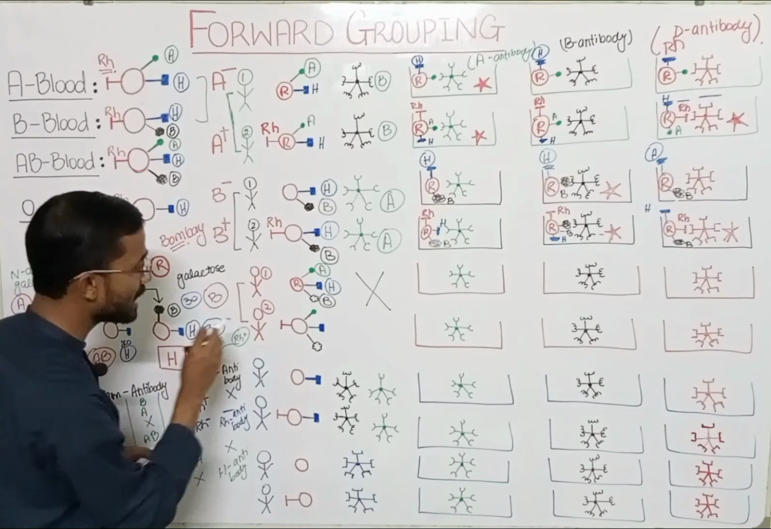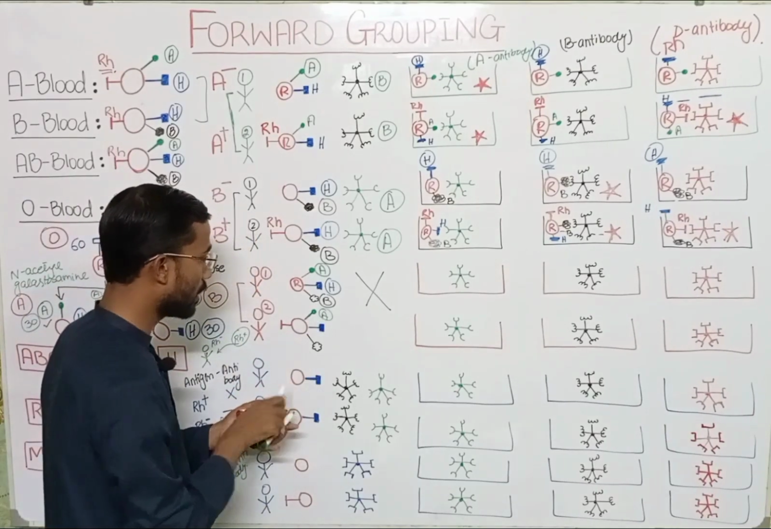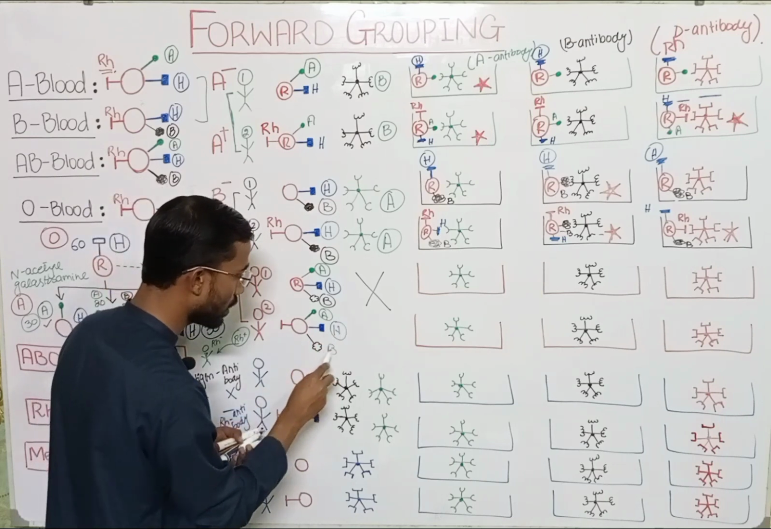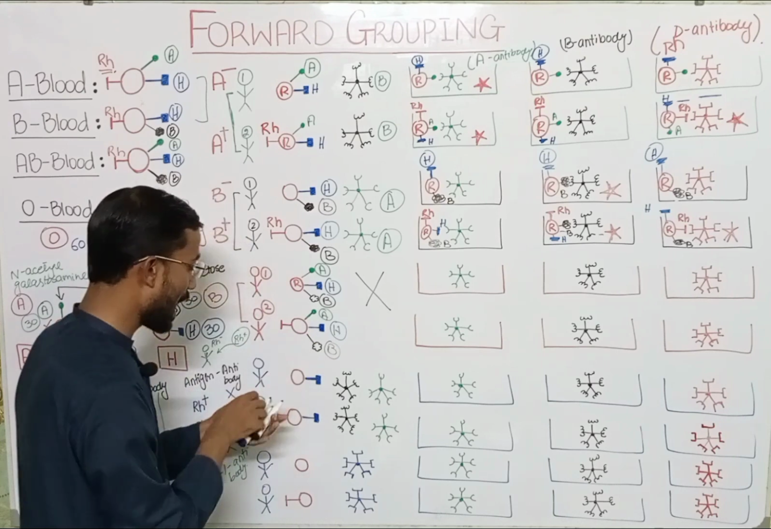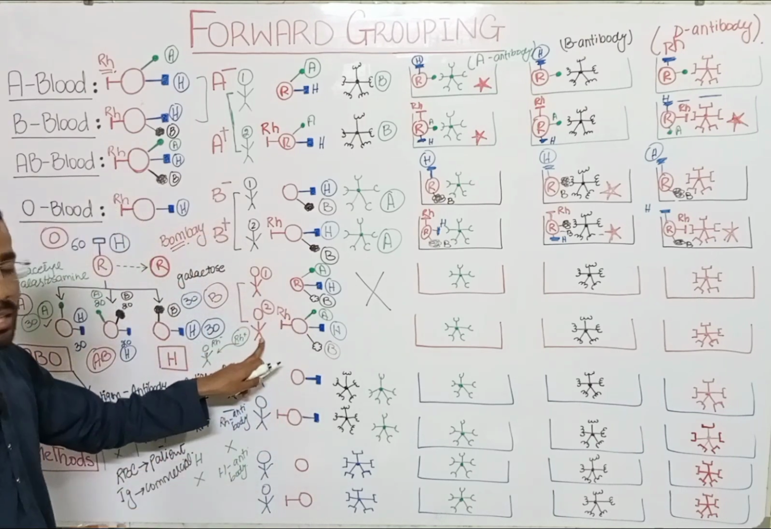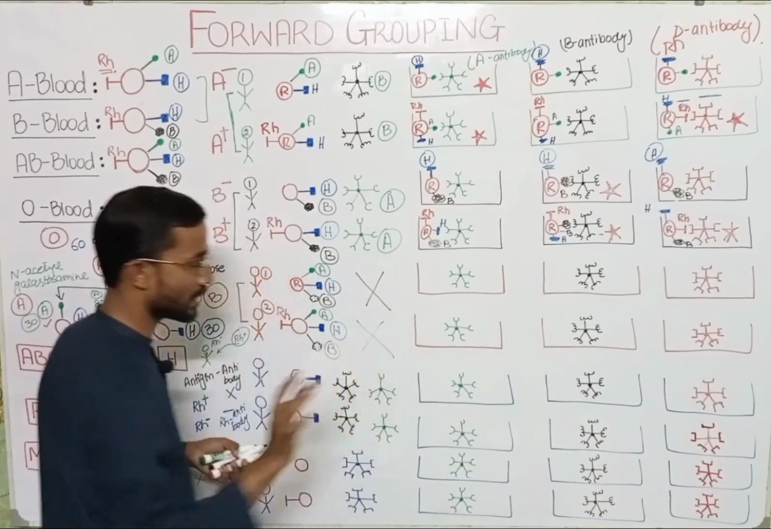So this is the case. Same here, you will see the A antigen, same here, B antigen, and last the H antigen. And another antigen, let's suppose RH antigen is also present in the second person. So you also see there are no antibodies present in that case.